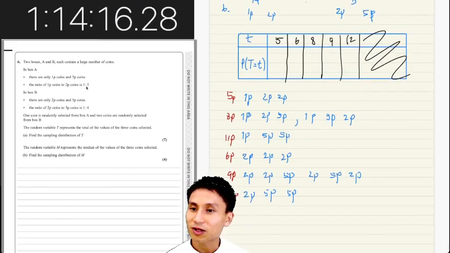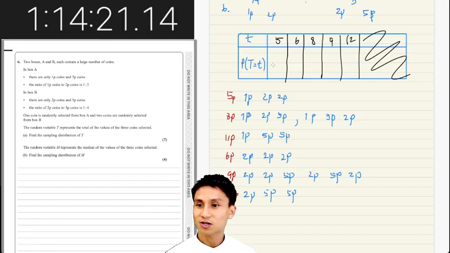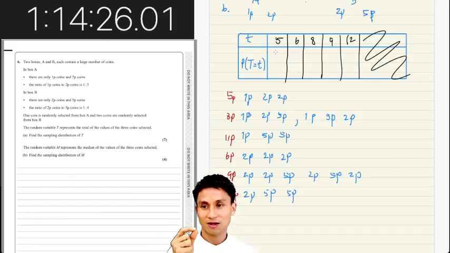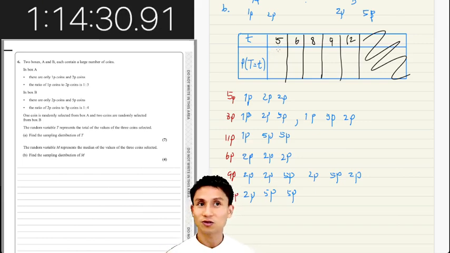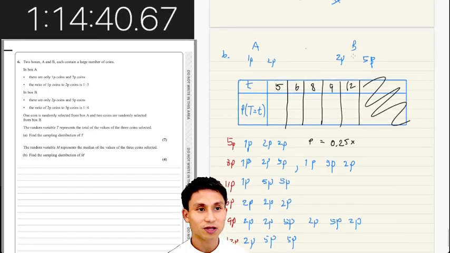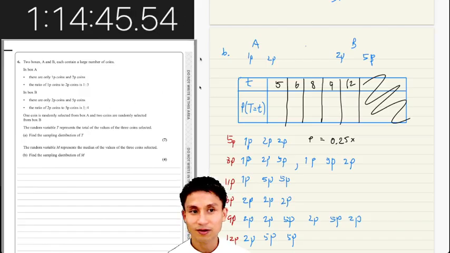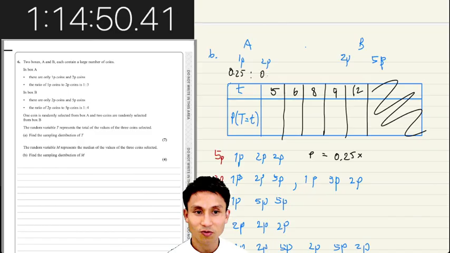Now, because we're given the ratio from each box. Yeah, so let's say, for example, from box A, the probability of taking a 1 pence coin would be a quarter, because that's 1 to 3, so a quarter, 25%, right? So this will be probability equals 0.25 times 2 pence, and 2 pence from box B. I'm just going to do the probability here first. So this is 0.25 to 0.75.